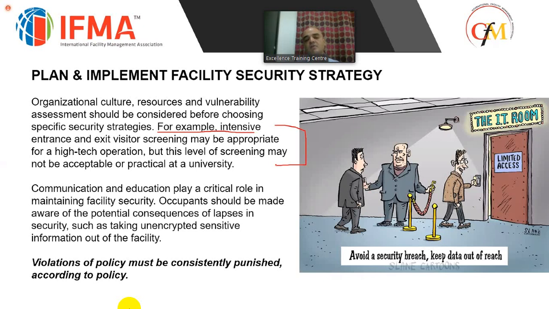Security violations of policy must be consistently punished according to policy. So this is something serious, and it can range from having financial implications up to compromising the safety of the occupants of the building. For example, that's why when you go to any embassy, particularly for prominent countries such as the US, you go through several screenings in order to be able to reach.